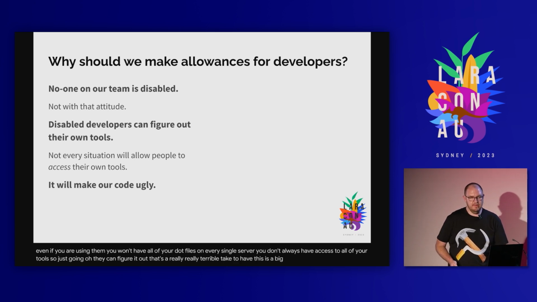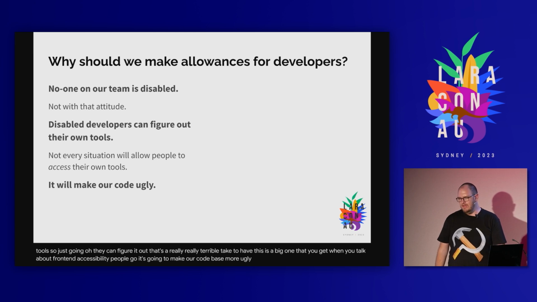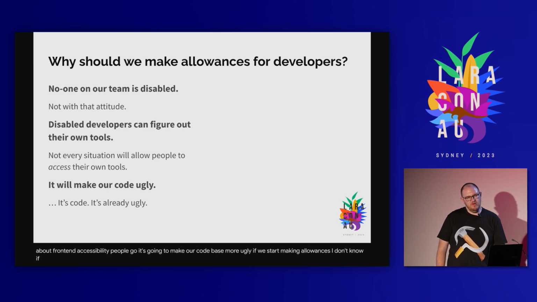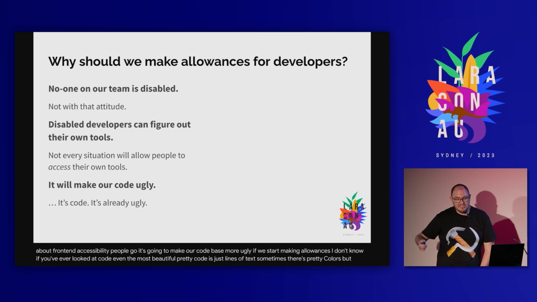This is a big one that you get when you talk about front-end accessibility. People go, oh, it's going to make our code base more ugly if we start making allowances. I don't know if you've ever looked at code. Even the most beautiful, pretty code is just lines of text. Sometimes there's pretty colors, but code's ugly.